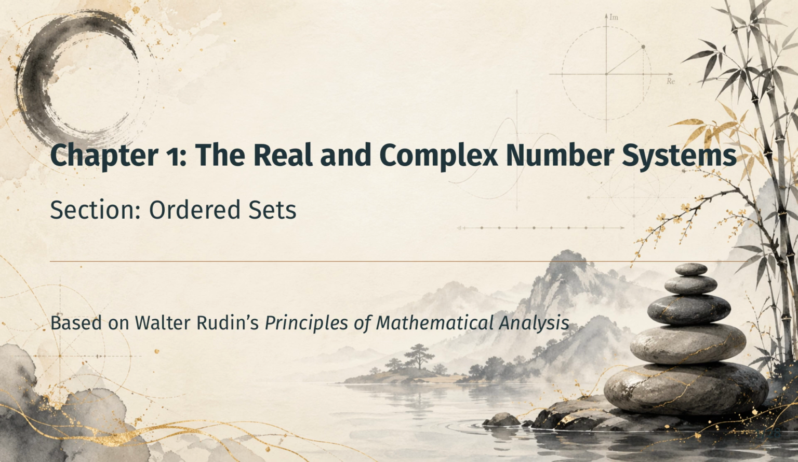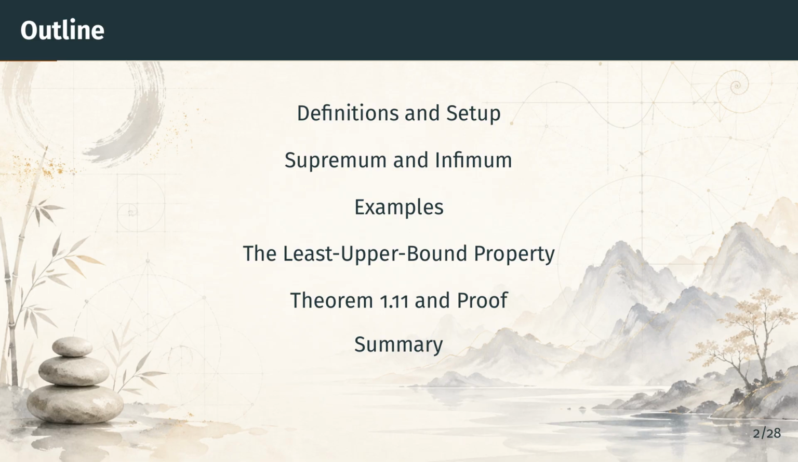Let's begin. Here is our plan for this section. We will start with the basic definitions of order and ordered sets. Then we will define upper bounds, lower bounds, and the supremum and infimum. After exploring some key examples, we will introduce the least upper bound property and prove an important theorem connecting least upper bounds and greatest lower bounds.